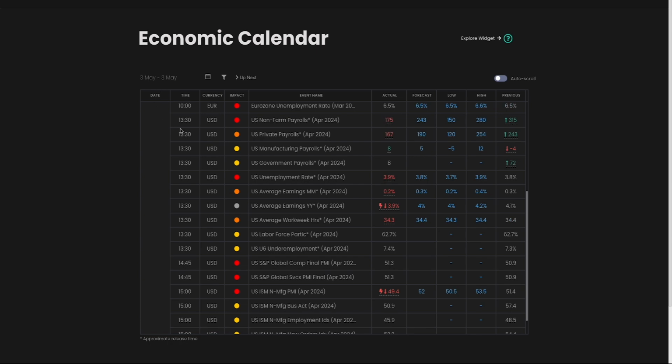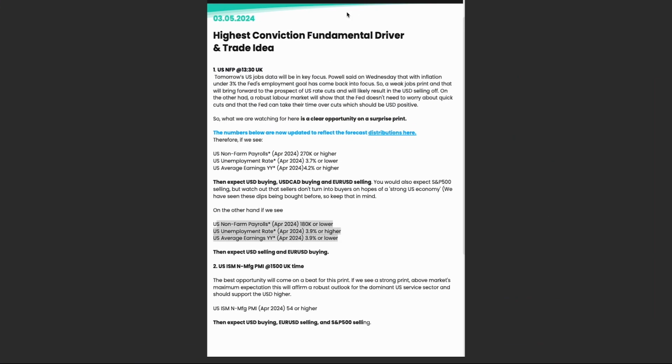On Friday, the 3rd of May, we had the US non-farm payrolls print. And on the cheat sheet for the day, we were looking forward to a weak print to bring forward the prospect of US rate cuts. And we're expecting dollar selling if we saw a print that came in like this. We wanted to see the headline, 180,000 or lower.